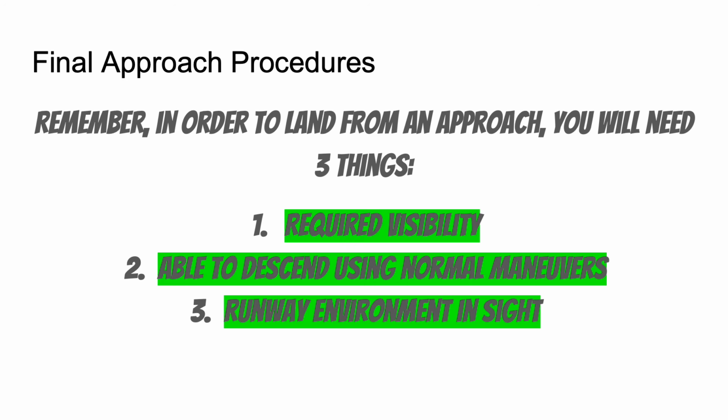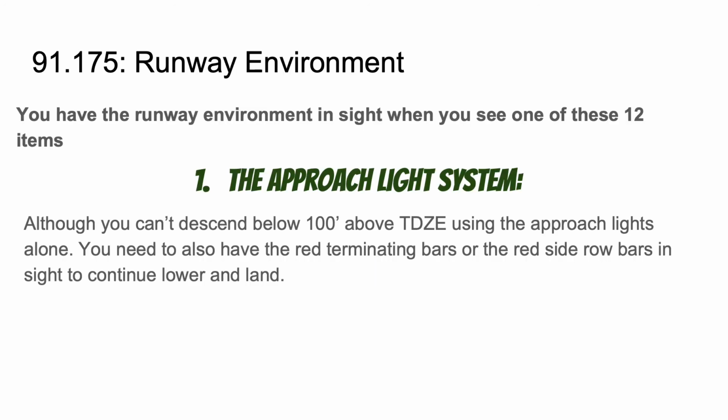So what does runway environment mean? One thing that can define runway environment is the approach light system. There are actually 12 things. The approach light system is special. If you can see the approach lights, you can descend down to 100 feet above the touchdown zone elevation, just using the approach lights. But you need to be prepared to go missed if you get down to 100 feet above touchdown zone elevation and still don't have anything else in sight. But it'll usually buy you enough so that you can get one of the other 11 things in sight.